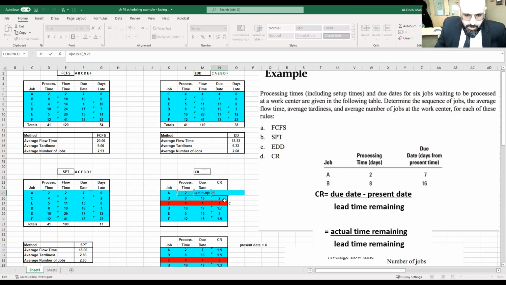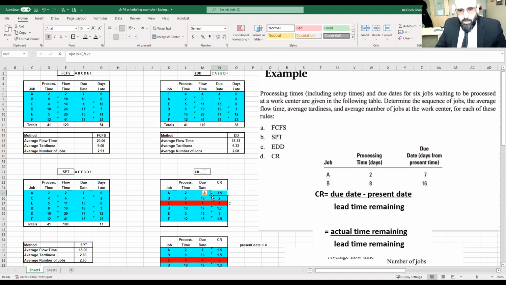One more time, I want to make it clear. The due date is 7. We are on day 0. So 7 minus 0, divided by the processing time, which is the lead time, that would be 3.5.